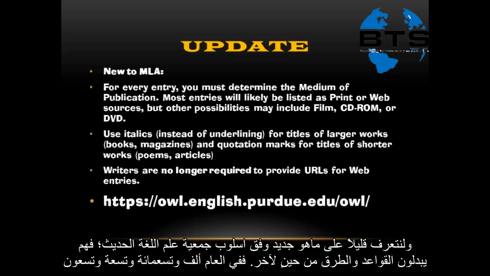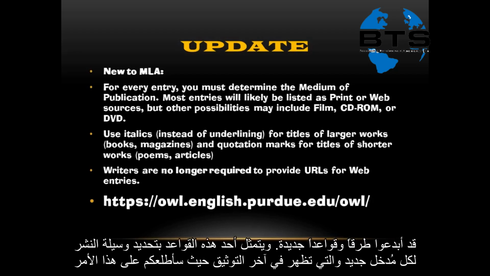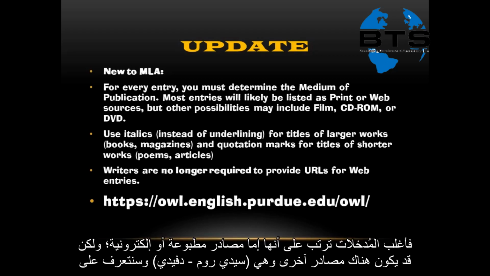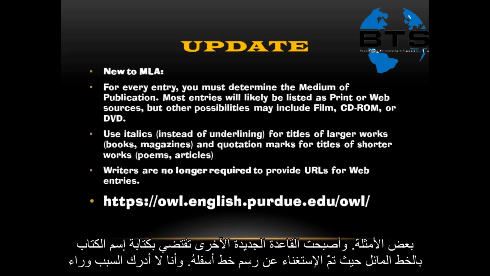So let's talk about a quick update. MLA, which is the Modern Language Association, changes the rules from time to time. So in 2009 they came out with some new rules. One of them is, for every entry you must determine the medium of publication, and that goes at the very end of the citation, and I'll show you that. Most entries will likely be listed as print or web sources, but other possibilities include film, CD-ROM, or DVD, and we'll look at some examples.